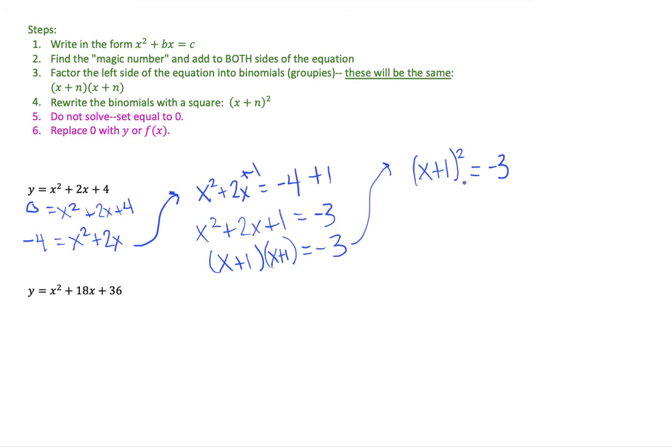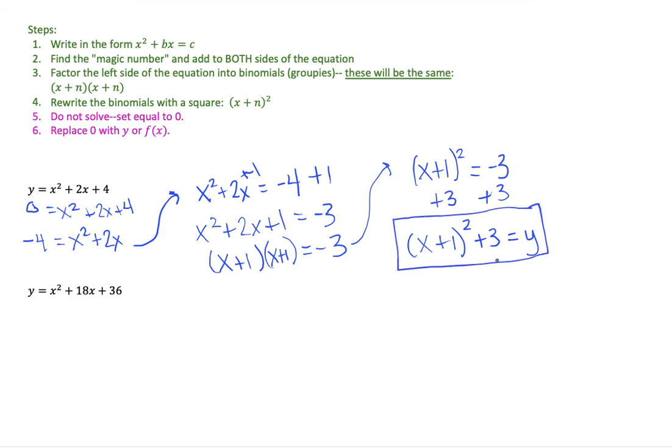Okay, this is where we would normally start to solve. But look at number 5. Do not solve. Set equal to 0 and then replace that 0 back with your y or your f of x. So that means I'm going to add 3 to both sides, which means I'm going to have x plus 1 quantity squared plus 3 equals 0, but I'm just going to write a y. There we go. Vertex form it is. And it doesn't matter if you put the y on whichever side you want.